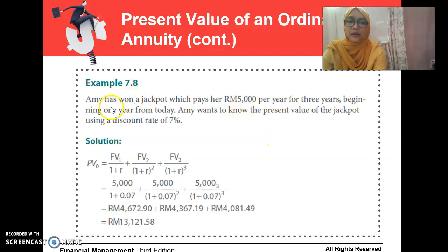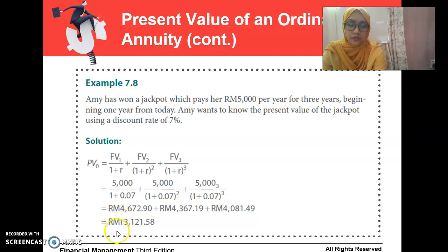Example 7.8: Amy has won a jackpot which pays her 5,000 per year for 3 years, beginning 1 year from today. Amy wants to know the present value of the jackpot using a discount rate of 7%. You use this formula: PV equals FV over 1 plus R, plus FV over 1 plus R for the second year, plus FV over 1 plus R for the third year. Because she has won a jackpot of 5,000 per year for 3 years, beginning from the first year, and she wants to know the present value of the jackpot.